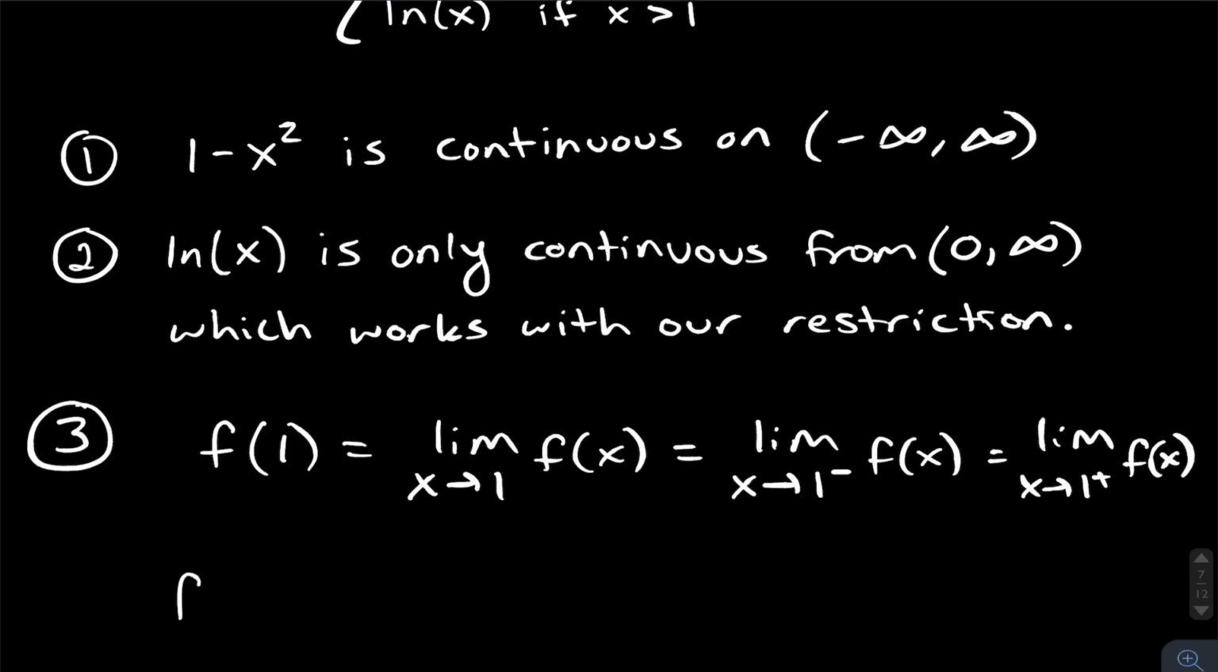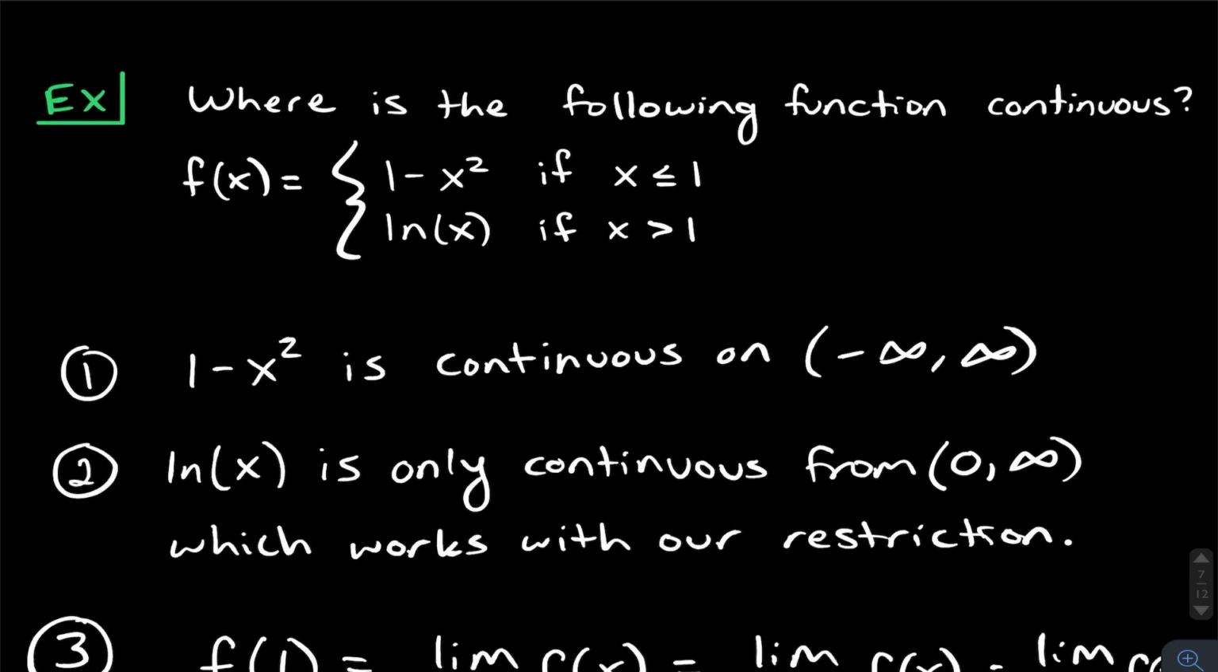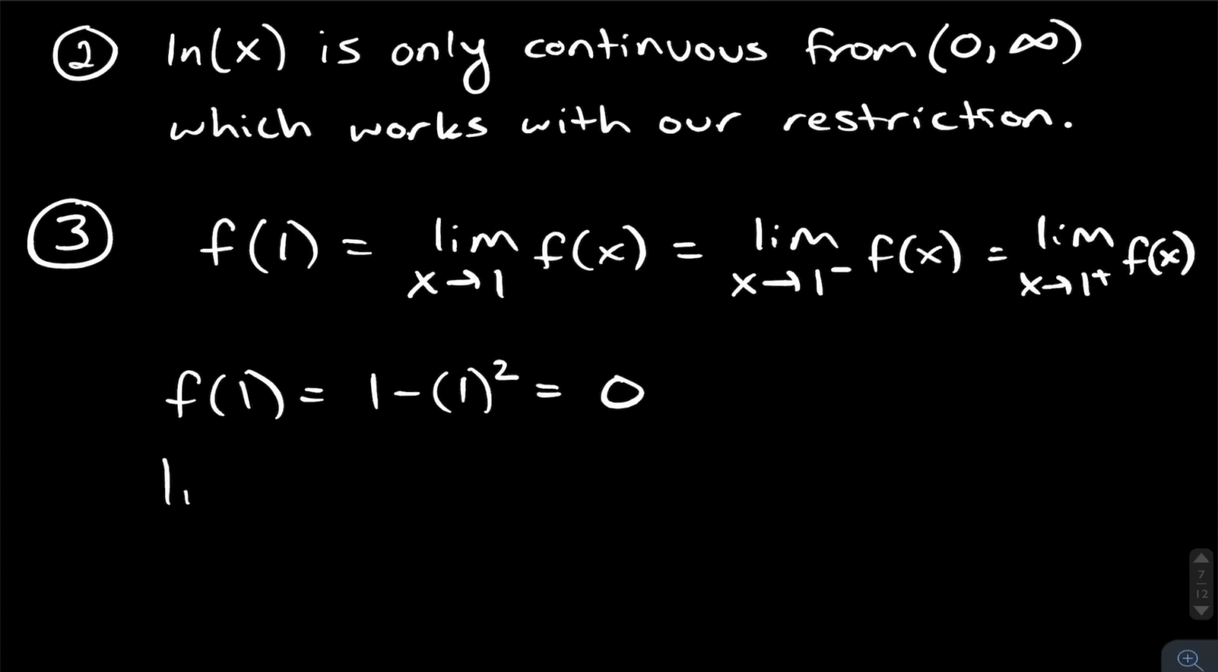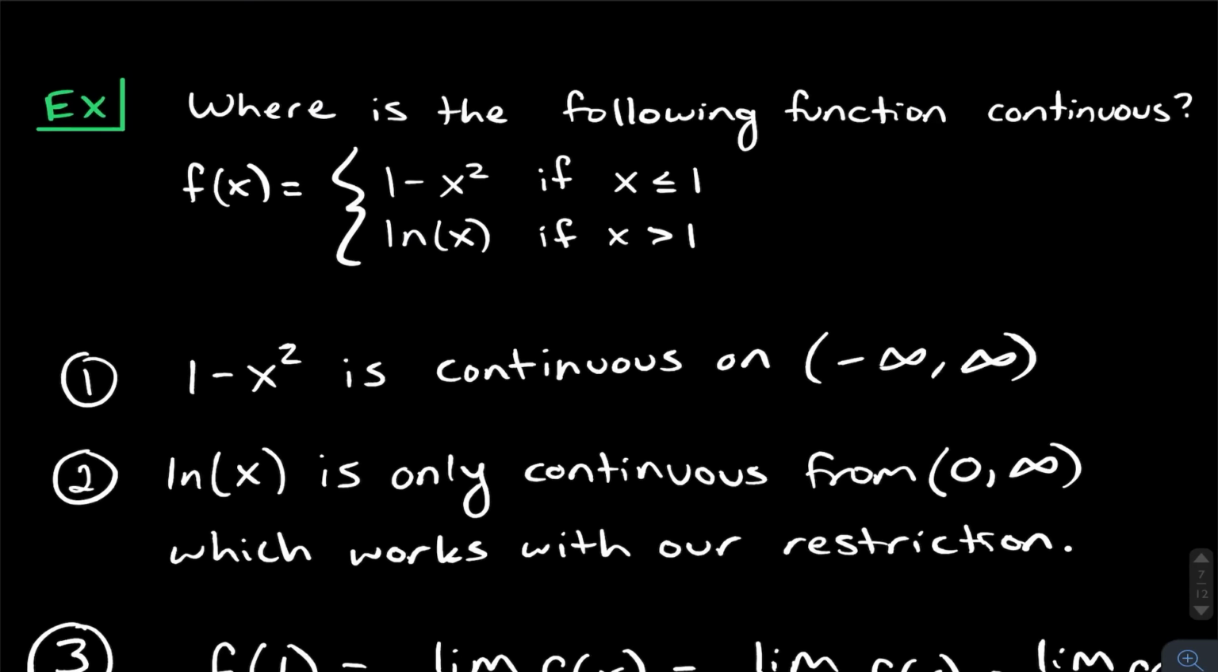So first off, what is f of 1? That's probably the easiest one to do. Well, f of 1: 1 minus x squared is the function that includes x equals 1. And so it's 1 minus x squared, where x is 1, and so this is 0. All right, awesome. Now what about the limit as x approaches 1 from the negative side of f of x? Well, what's the function from the left-hand side? It's 1 minus x squared, right?